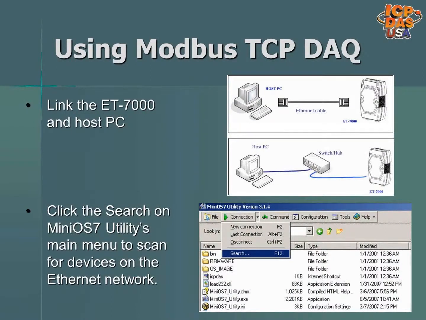To set up TCP-based data acquisition devices like the ET7000 series, you can connect them directly to a PC with an Ethernet cable, or you can connect them to a switch or hub to get them on the same network. You can use Mini OS 7 Utility to set the IP address of our Ethernet controllers and data acquisition equipment so they can be used with other Modbus TCP devices. Modbus TCP-based equipment needs to be on the same network, so each device needs a unique IP address. Each device needs to have the same subnet mask and gateway.